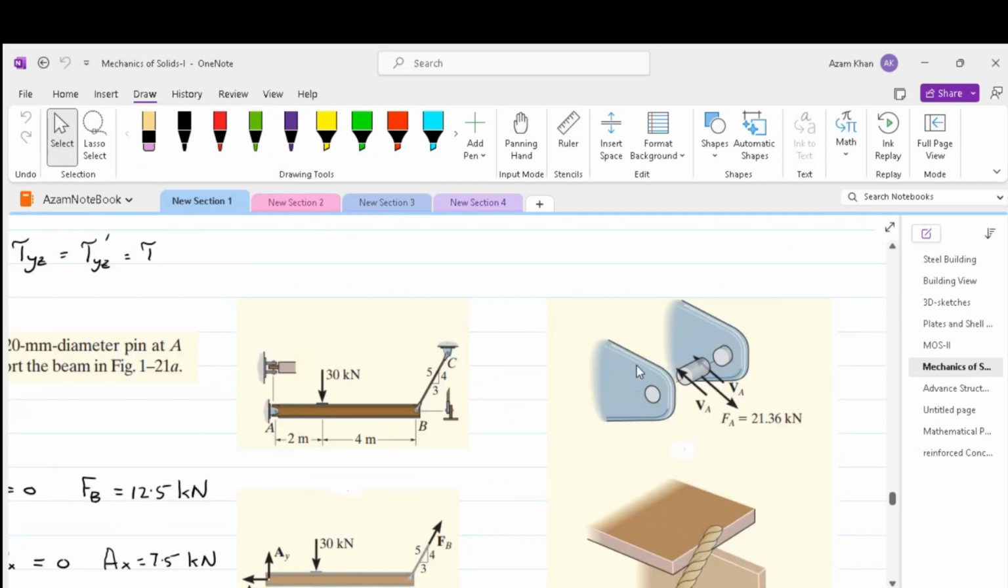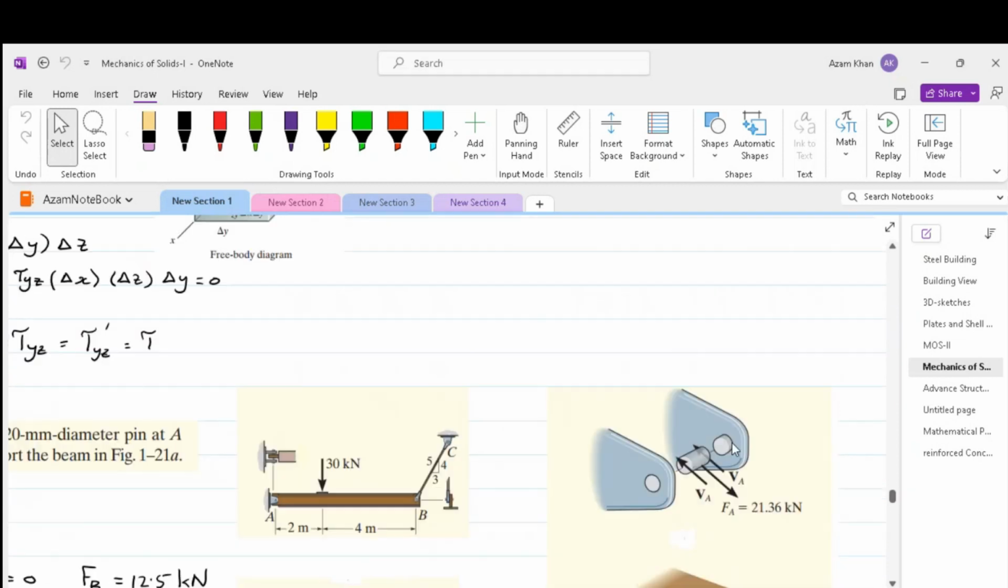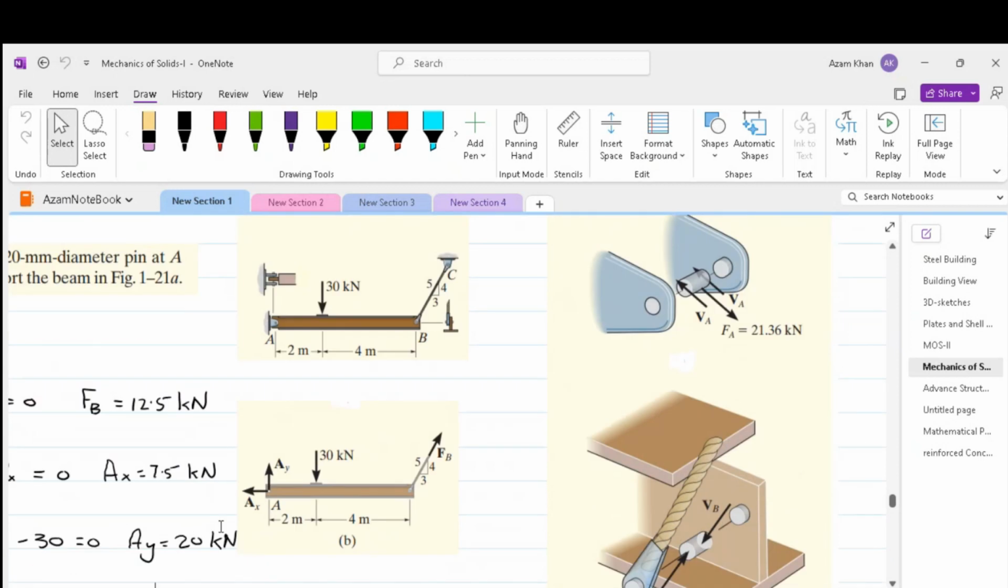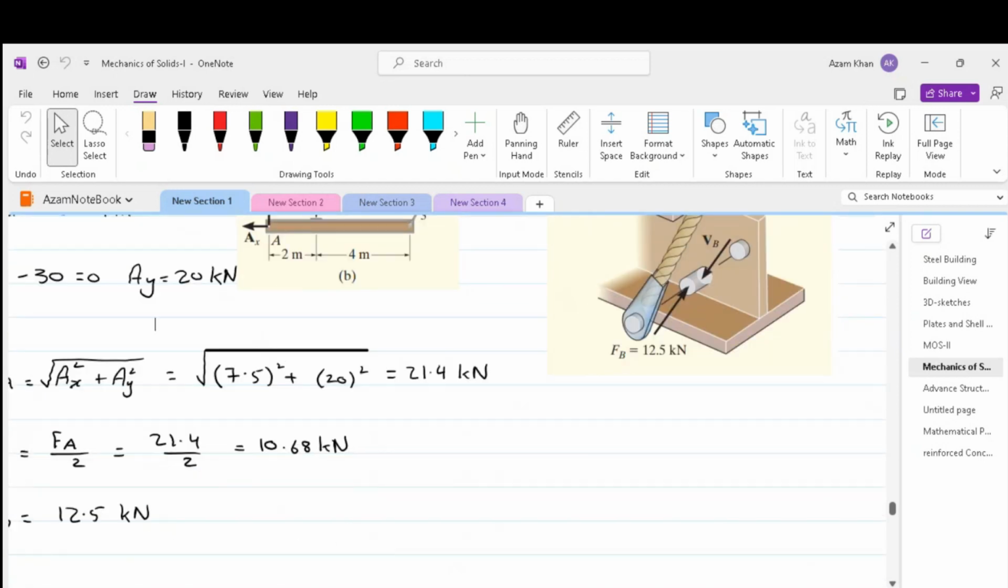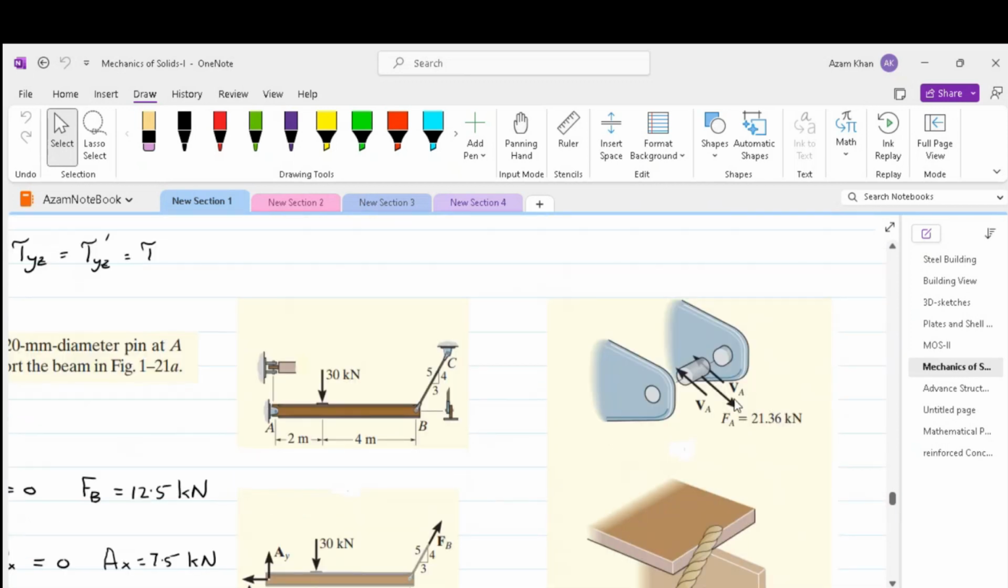Now the connection at A looks like this one. We have two brackets which are connected by a pin. The member force is 21.36 kilonewton, which is applied in this direction, in the axial direction, as we have seen over here. The resultant force is 21.4 kilonewton. This resultant force will be divided between two cross sections because we have two areas taking the shear, as we can see from this arrangement.